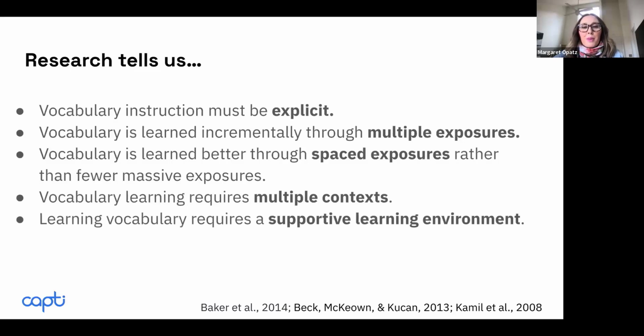And then I think the most important thing that research tells us is that students need a supportive learning environment. They need one where their affective filter is lowered so that they can test out new words that they may not have a full grasp on, and then get feedback on those words. We encourage students to play with language, and Sean is going to go through some of the ways that he has really created this supportive learning environment for teaching vocabulary.